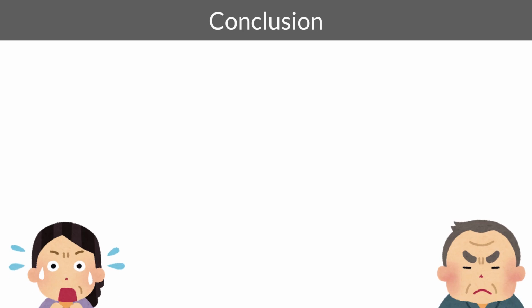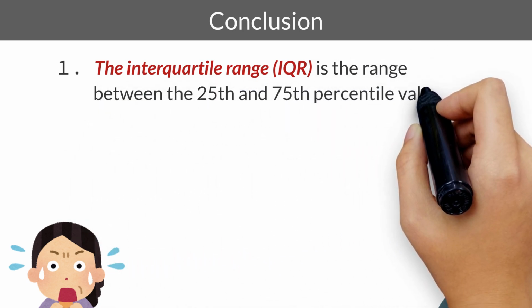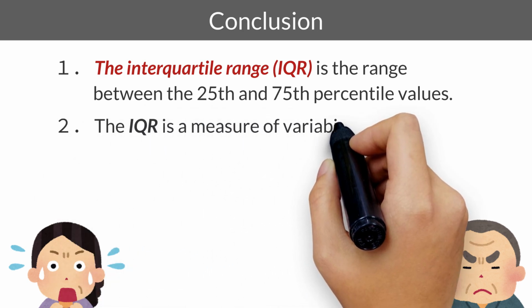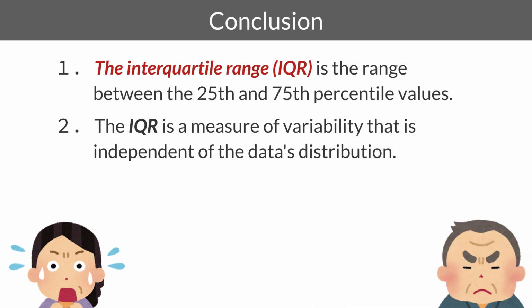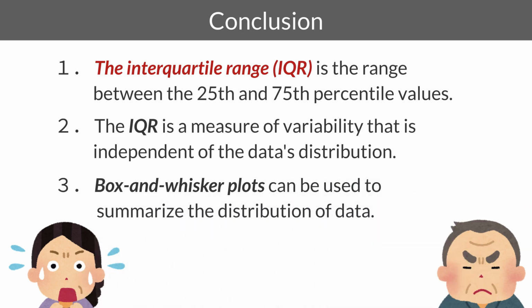So, to summarize, the interquartile range, IQR, is the range between the 25th and 75th percentile values. The IQR is a measure of variability that is independent of the data's distribution. Box and whisker plots are useful for summarizing the distribution of data.